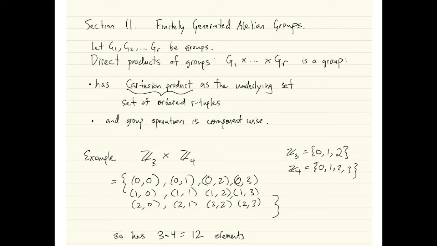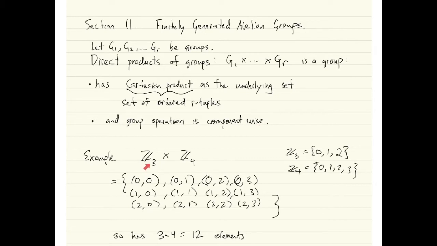And I have to tell you then what its underlying set is. It's a set of ordered R-tuples, where R is the number of groups. And this is called the Cartesian product of these sets. And the group operation is component-wise. Let's do an example to see what this all means.